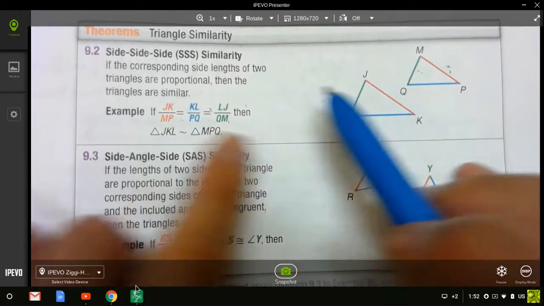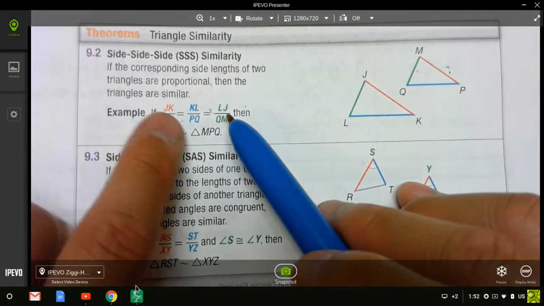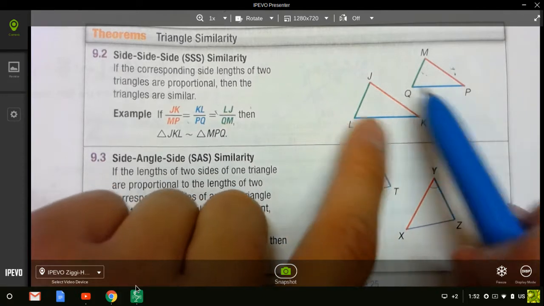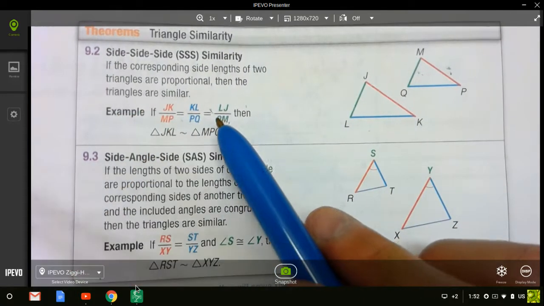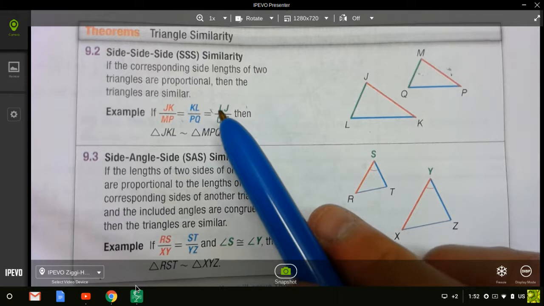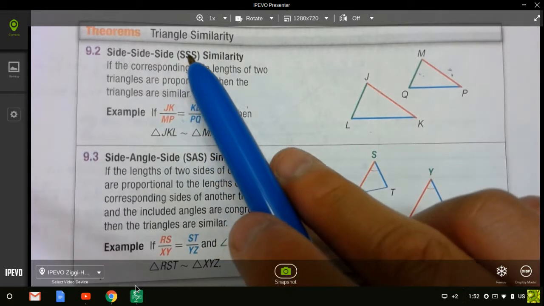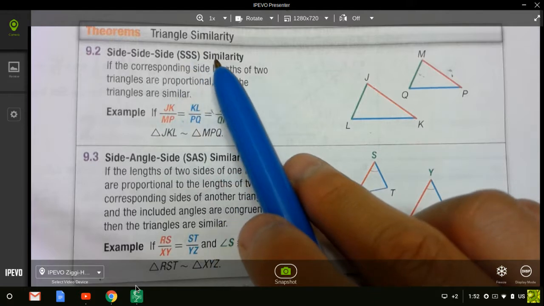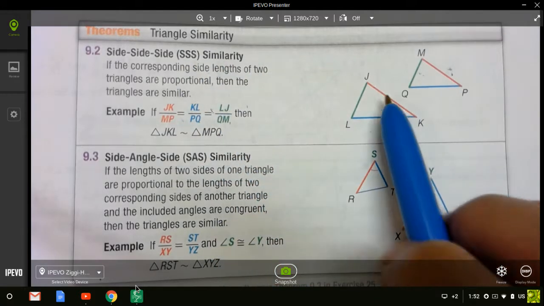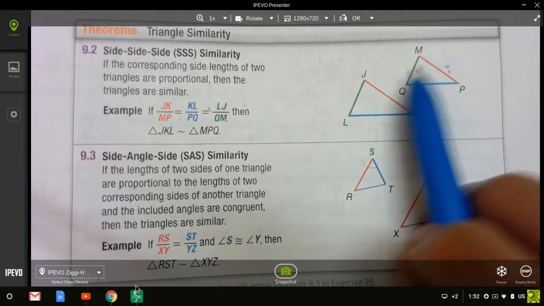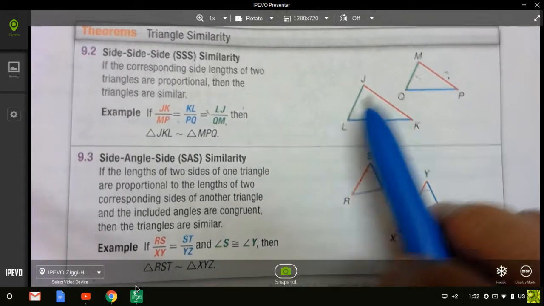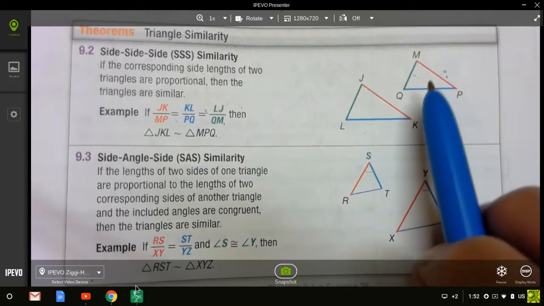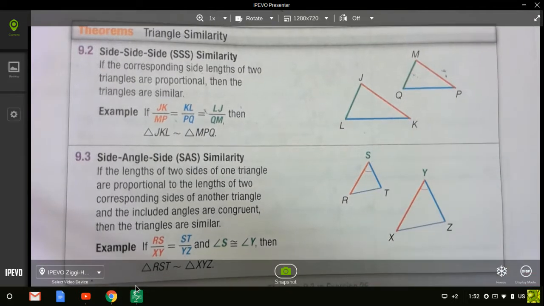And then if those two ratios are equal to the ratio that LK and QP make, another pair of corresponding sides, if all three sides make ratios that are equal to each other, that's what we call, not the SSS congruence theorem, but the SSS similarity theorem. Again, SSS congruence says that if all three sides are simply equal, like LJ is completely equal to MQ, and JK is completely equal to MP, then they'd be congruent.